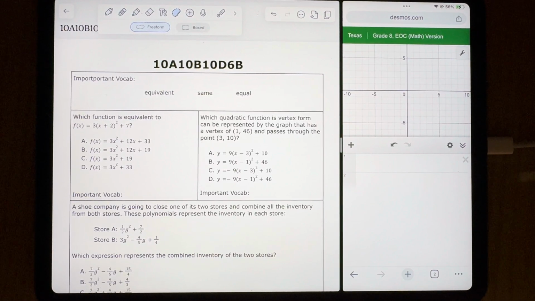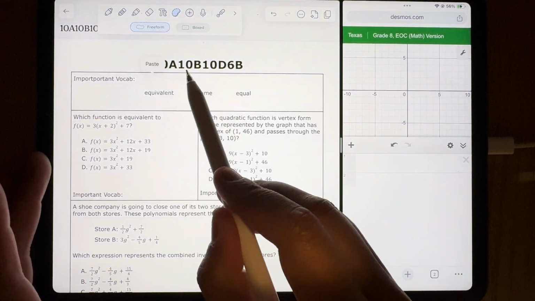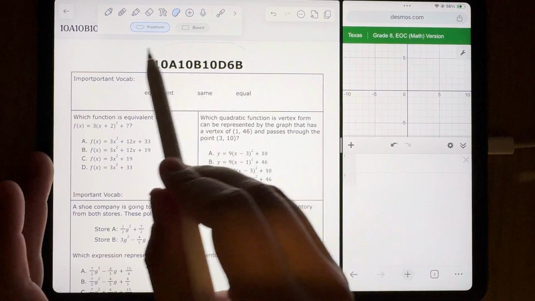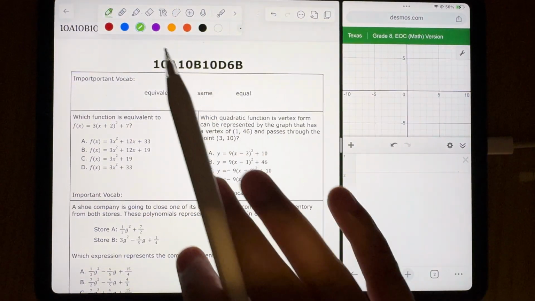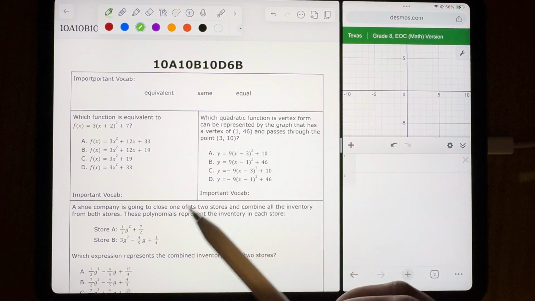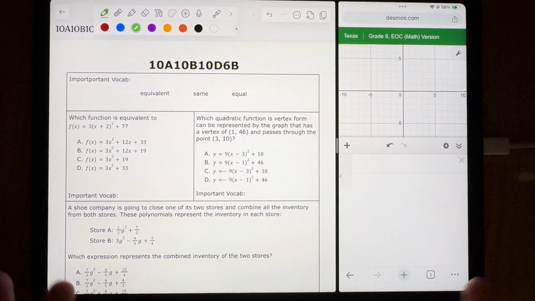All right, so we're going to talk about 10A, 10B, 10D, 6B. This is going to be a ton of questions on your STAAR that are going to be very straightforward. Bear with me because I usually do the screen record, but we're going to try something different this time.